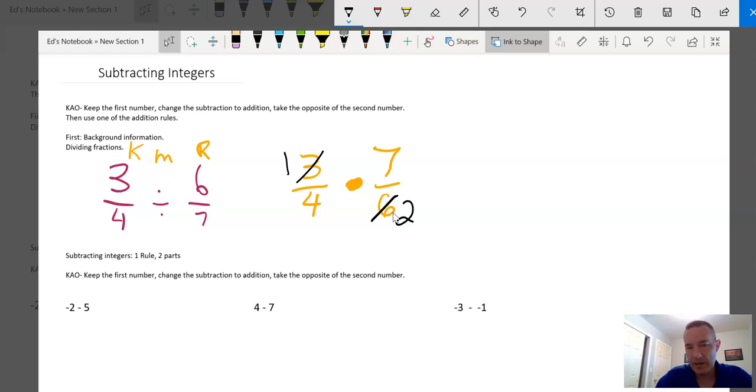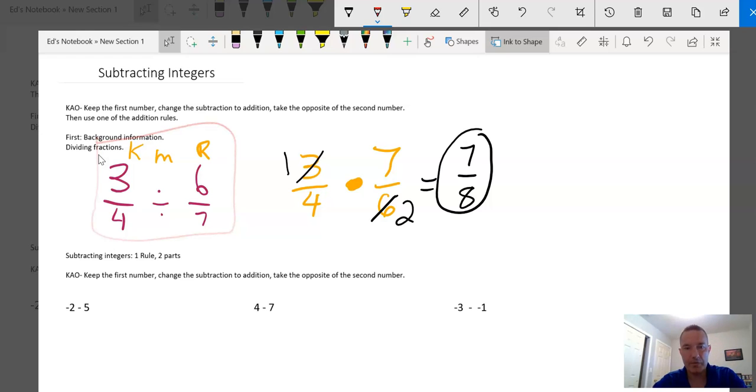And then we solve it. We can't simplify anymore, so it's 1 times 7 equals 7. 4 times 2 is 8. We have our 7/8. Now notice that when we did our keep, multiply, reciprocal, we changed it from 3/4 times 7/6, and then we didn't do anything at all to this one. Once we did our keep, multiply, reciprocal, we forgot about it, and we were focusing on the multiplication skills. Well, that's similar to what we're going to do with our subtracting integers. So let's look at it, and then we'll dissect it. We'll talk about how they relate.